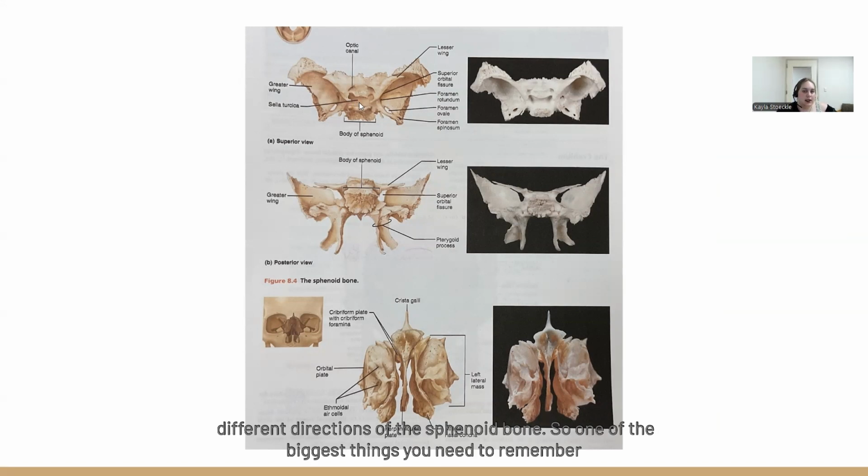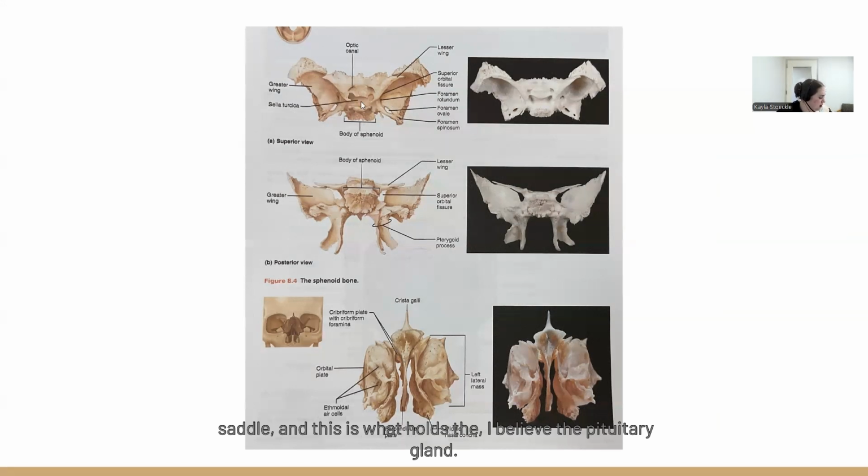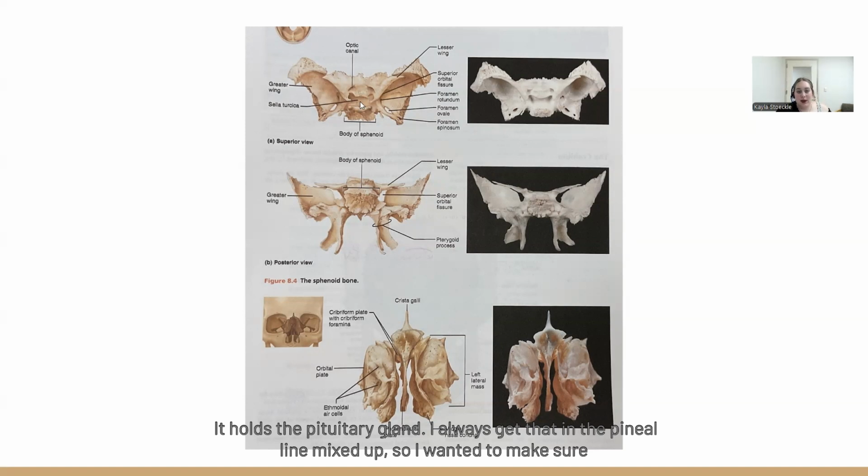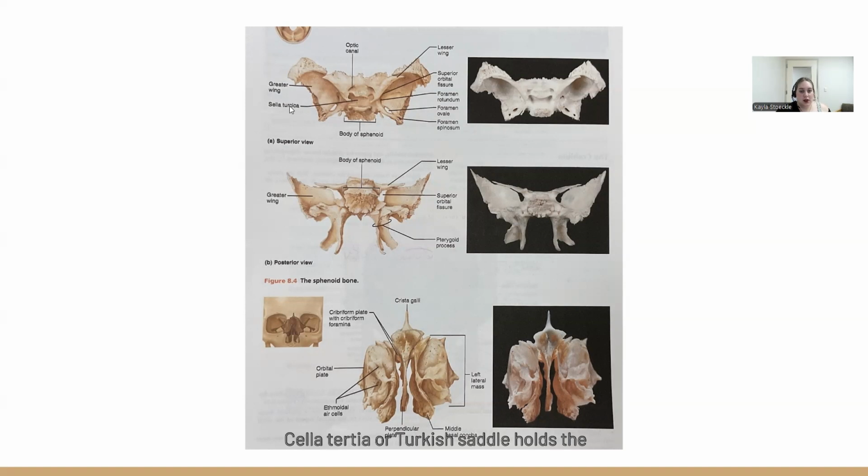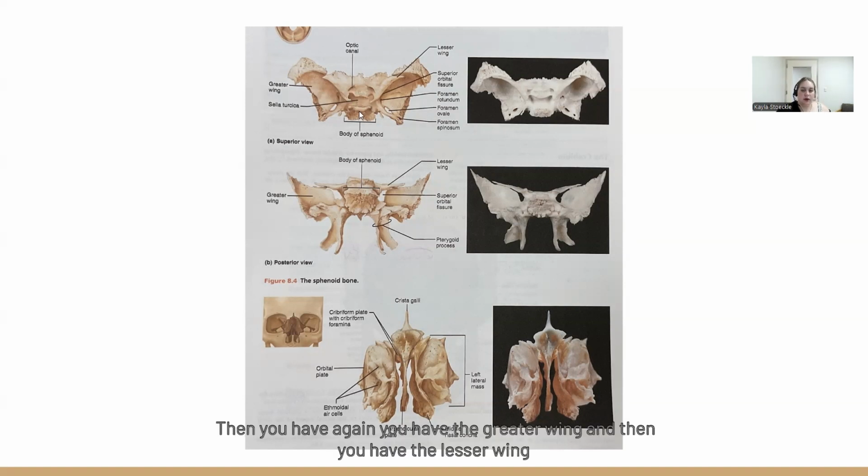So one of the biggest things you need to remember about the sphenoid bone is that you have the sella turcica. It's also known as the Turkish saddle. And this is what holds, I believe, the pituitary gland. It holds the pituitary gland. I always get that and the pineal gland mixed up, so I wanted to make sure. Sella turcica, or Turkish saddle, holds the pituitary gland. And then you have the greater wing, and then you have the lesser wing, which kind of looks like a manta ray and a little bit like a butterfly as well.